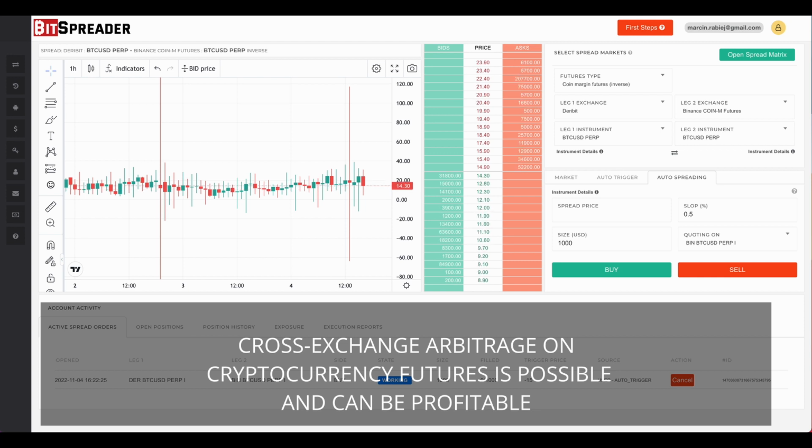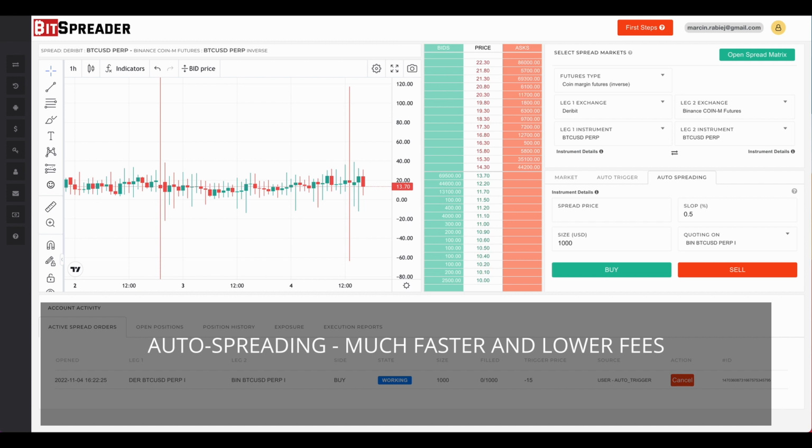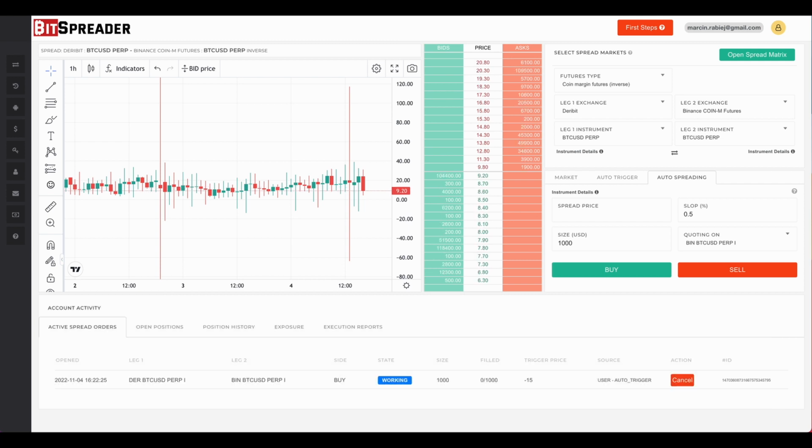To sum up, cross-exchange arbitrage on cryptocurrency futures is possible and can be profitable. The 2 approaches that we have described are: with the use of market orders, which overall looks well, but the latency and fees can reduce our profits, or with the use of limit orders, a method that is much faster and has lower fees. Both methods are available in BitSpreader. We invite you to try them out.